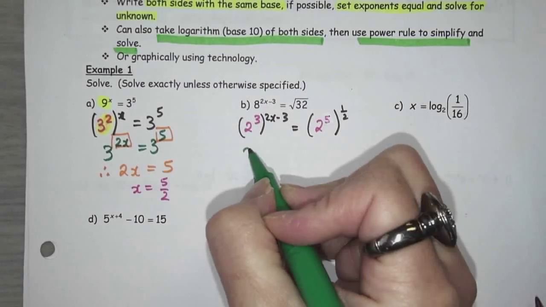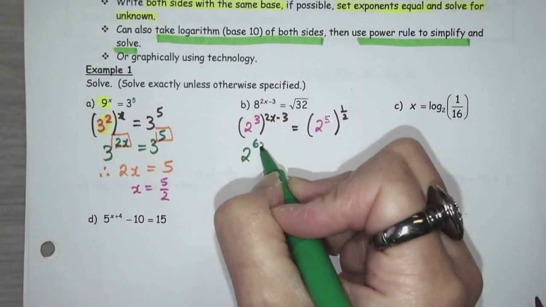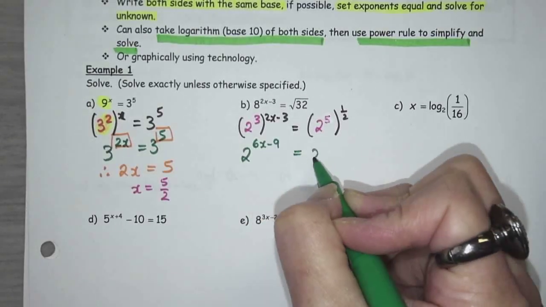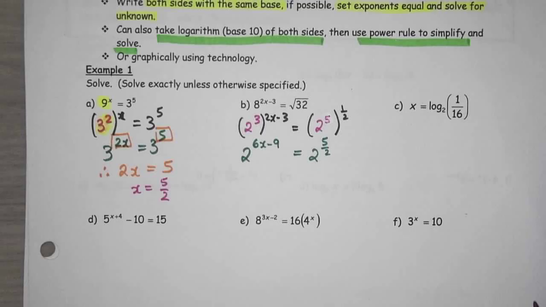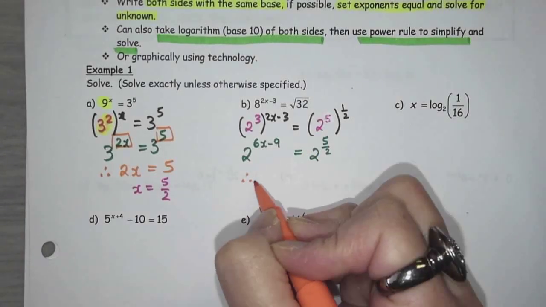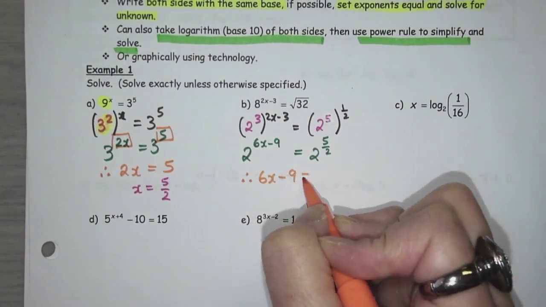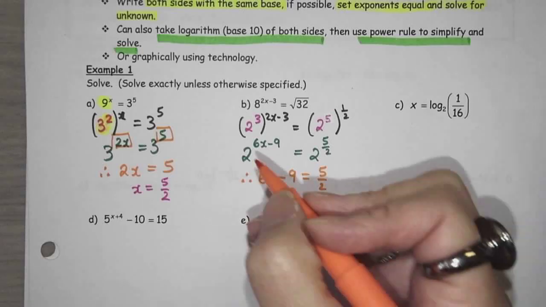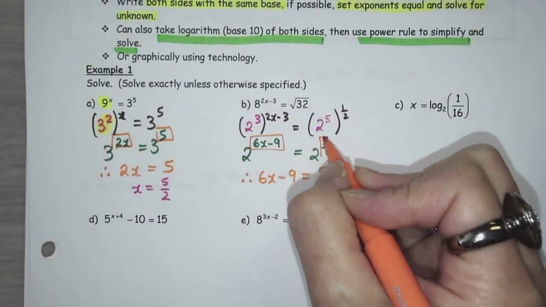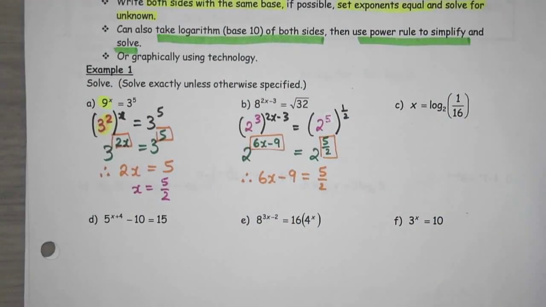I'm going to go 2 to the 6x minus 9 equals 2 to the 5 over 2. And then it follows, right? So therefore, 6x minus 9 equals 5 over 2. You don't have to do the therefore. I'm just doing it to trigger you remembering that the exponents are now equal. So you're grabbing this, and you don't have to box it. You're saying that those two equal each other. Okay, so just for your notes.